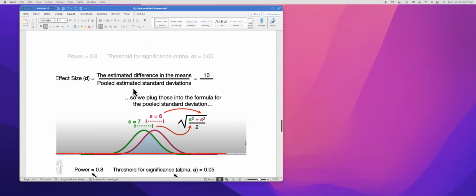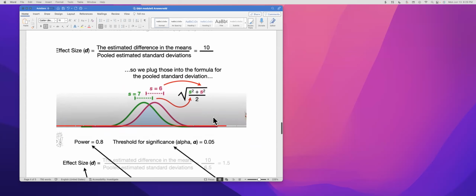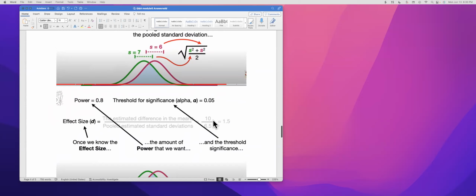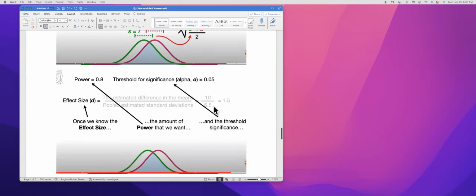But the fact of the matter is the effect size formula is just the difference between the means divided by the square root of the 2 standard deviations of your sample divided by 2. So that is the formula. And you plug in the power, you plug in your alpha, you calculate your effect size. In this case, for example, the example here is a difference of 10 with a sample, I think it's 7 and 9, I think. I can't remember the exact number, but you plugged in these numbers here and you came up with an effect size of 1.5.